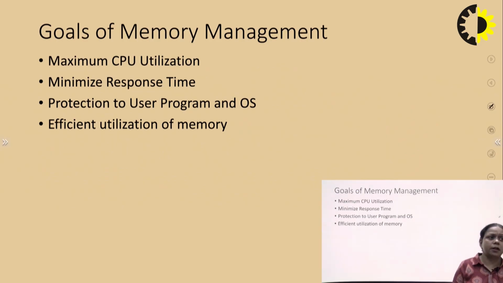Goals of memory management: maximum CPU utilization, minimize response time, protection of user programs and the OS, and efficient utilization of memory. These are the main goals of memory management. If we manage our memory efficiently, then the CPU is also utilized in a better way.